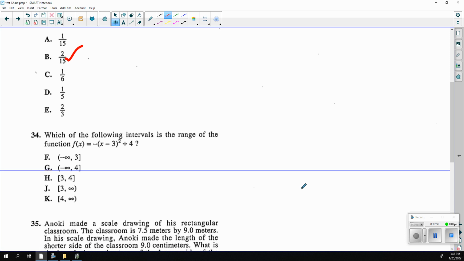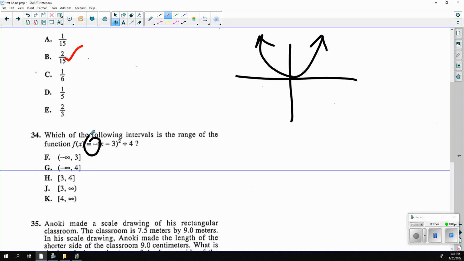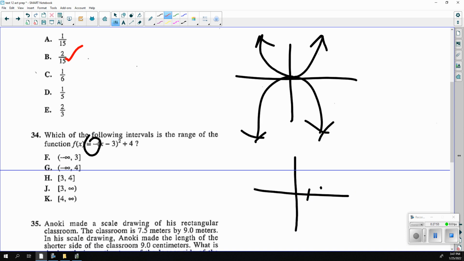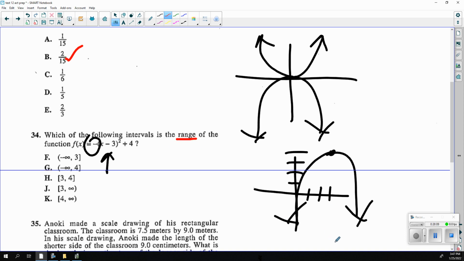This is graphing. Have you had a good graph introduction? So x squared looks like this. The minus means it's going to be upside down. And we're going to move 3 to the right, that's minus inside the function, and 4 up. So there's your graph sketch of that parabola. So the range is the height, or the y. It goes from -infinity all the way to 4.